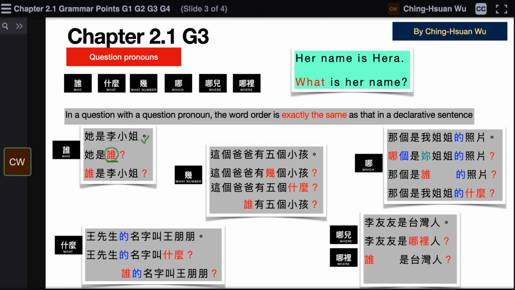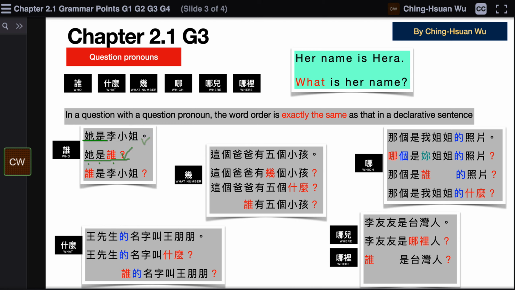Let's take a look at the structure. You see the sentence 她 in the same place, 是 in the same place. And here is a part you want to ask information for. Then you replace this part with a question pronoun. Again, because we're asking about a person, the question pronoun is 谁. 她是谁? She is who?